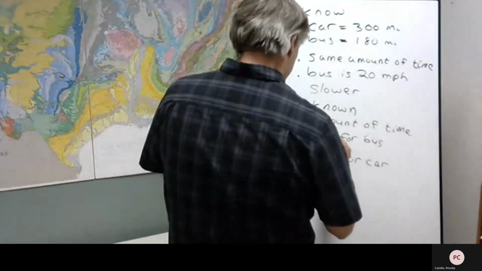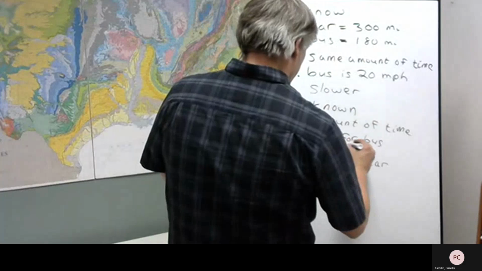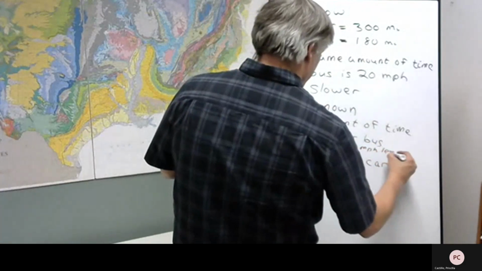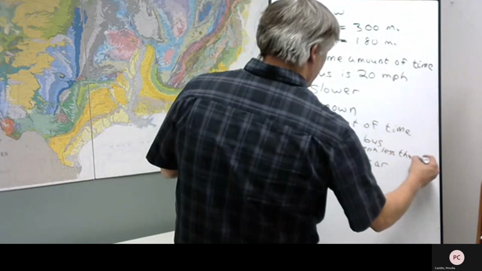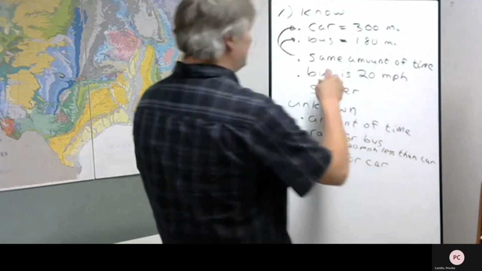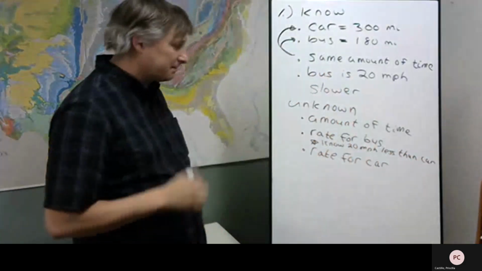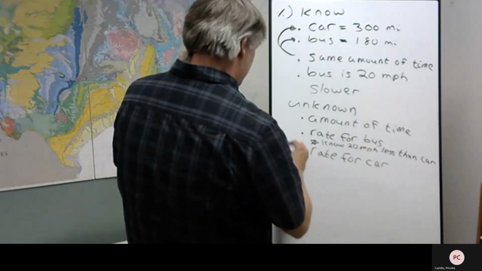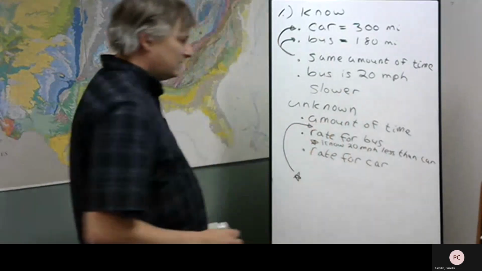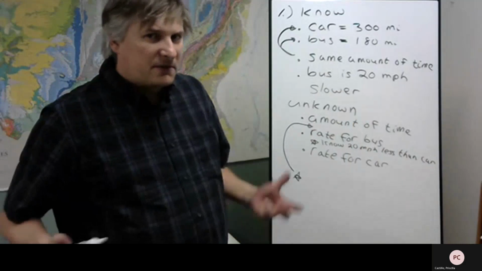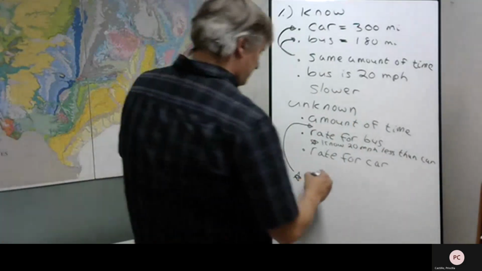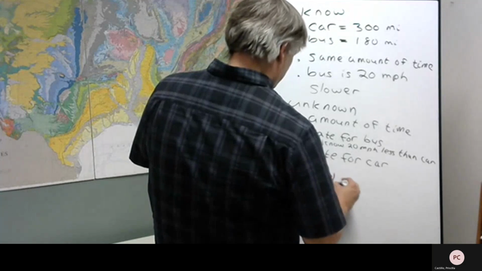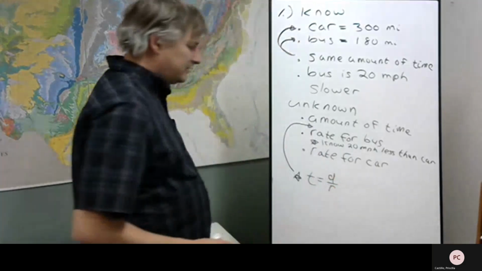We know it's 20 mph less than the car, which is what we've got here. And there's also a little asterisk, and I'll have to insert this in here. Well, for the time is distance divided by rate.